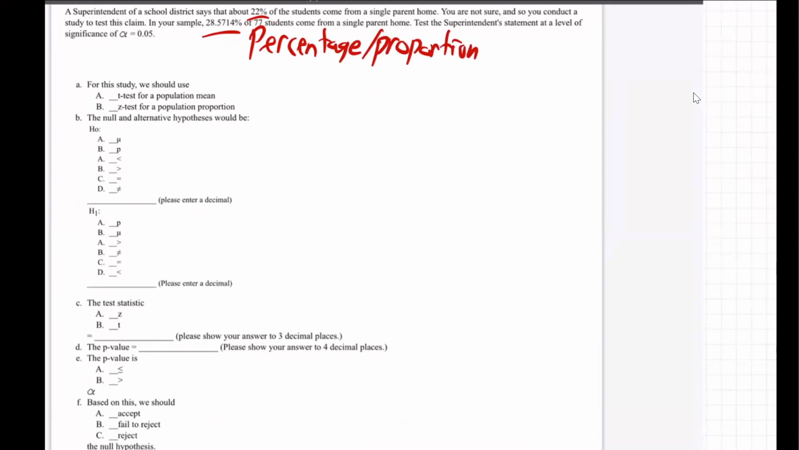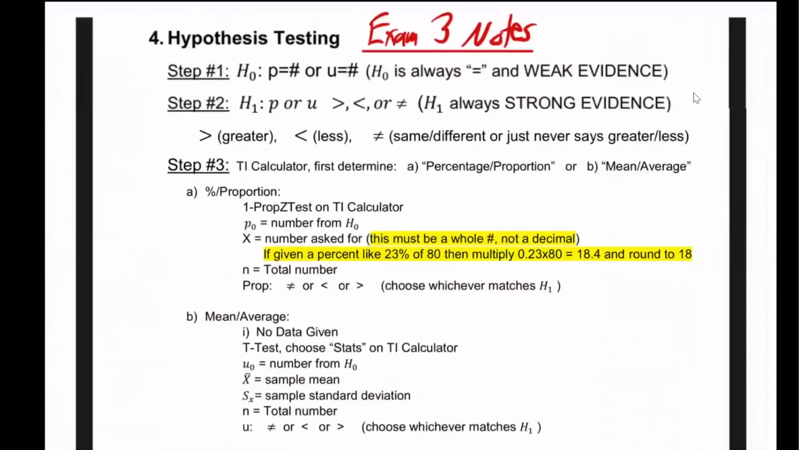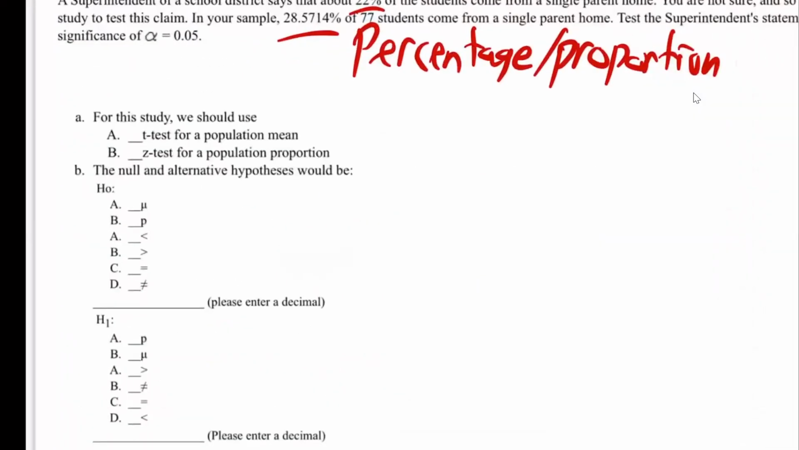Proportion is a percentage where you just have a decimal without a percentage symbol. They're the same thing. So if it's a proportion problem, you're going to use one prop z-test on your TI calculator. Notice z-test, not t. Right down here is where you use t-test if you're doing a mean average problem. So if this was a problem asking us about the average of something, we would end up using t-test on our calculator, but it's not. So instead, we're going to use z-test. So for this study, we're going to use z-test for population proportion, because it's a proportion question. Okay, next, we get the HO, and then we get the H1.